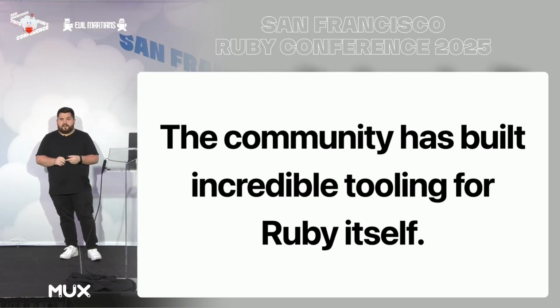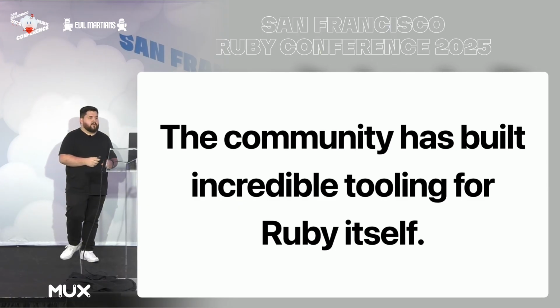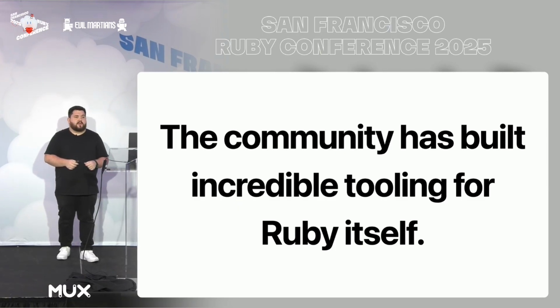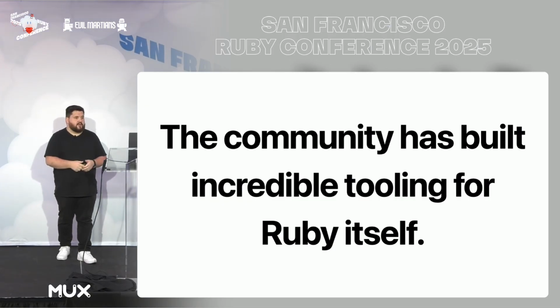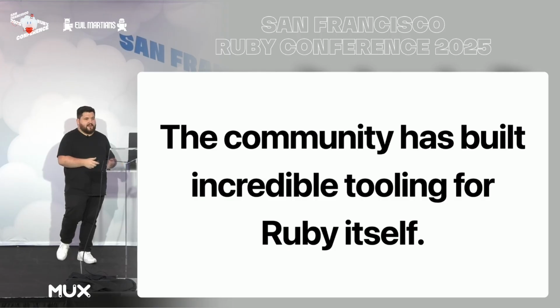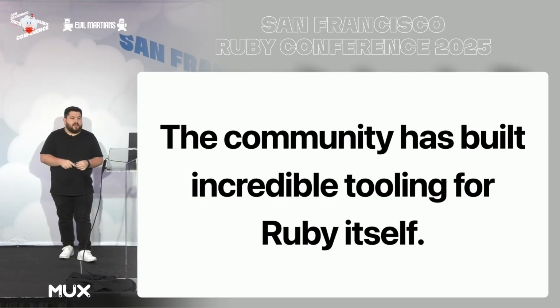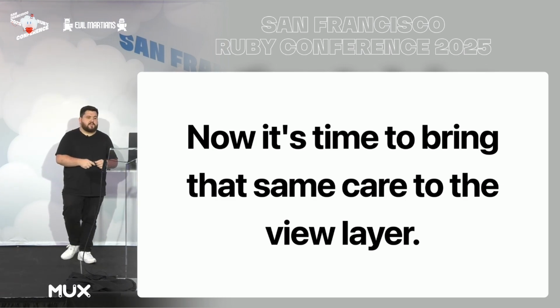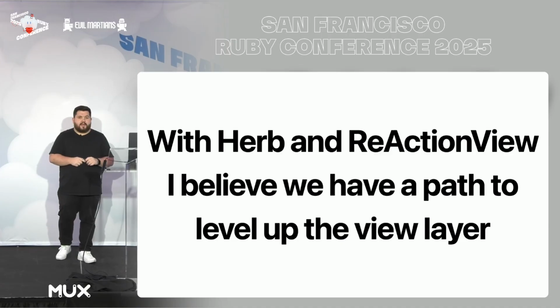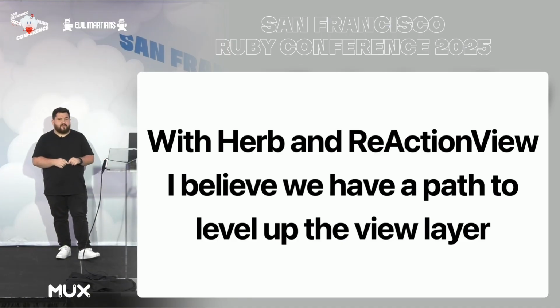The Ruby community itself has built awesome tools for Ruby for the longest time. It's always been great to work in Ruby. Even if you think about the error messages and the debug console on an error screen that you can just interact with, it's really nice to have these tools. And I feel like it's now time to bring that same care to the view layer, so you have the same power in the view layer in how you build full-stack apps. And I feel like with Herb and ReActionView, we have a path forward to make that work.